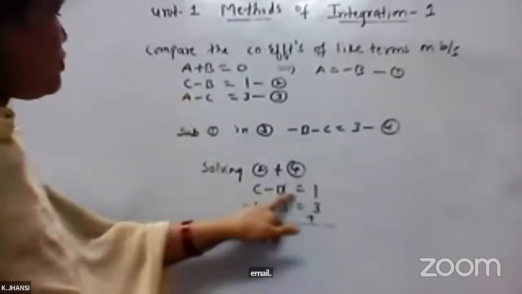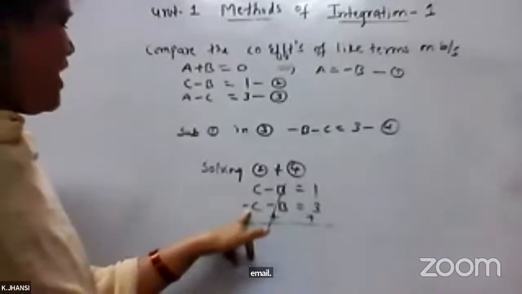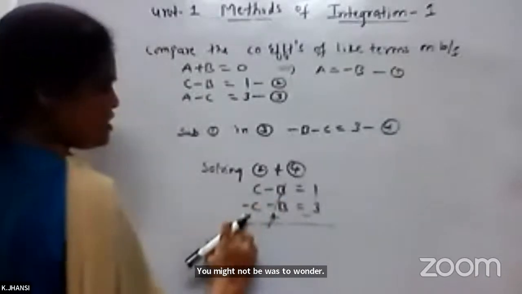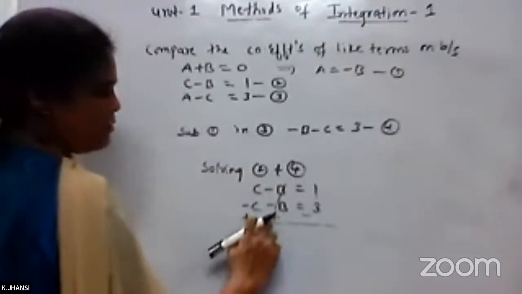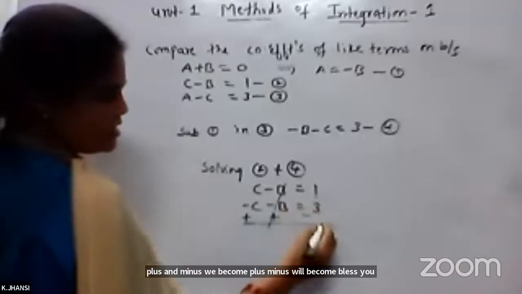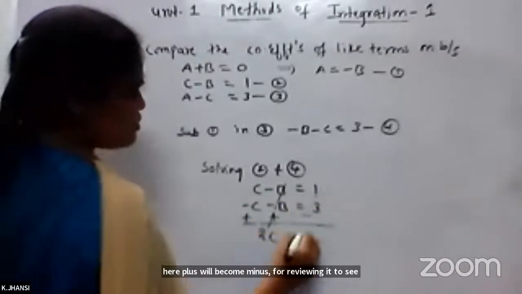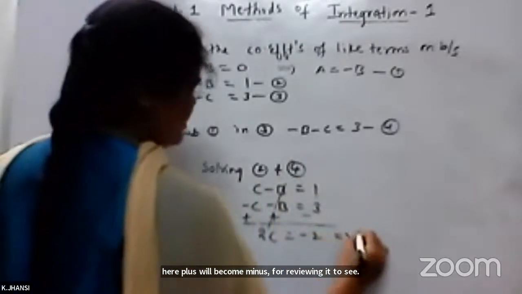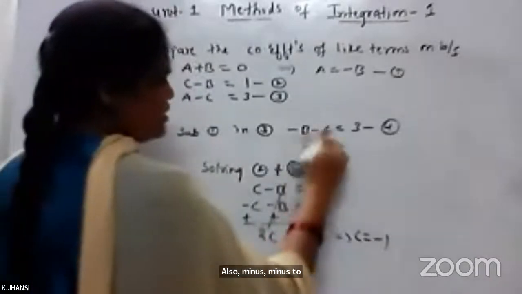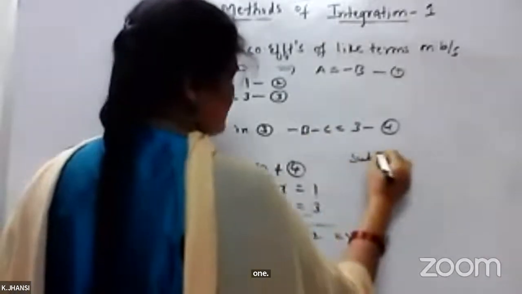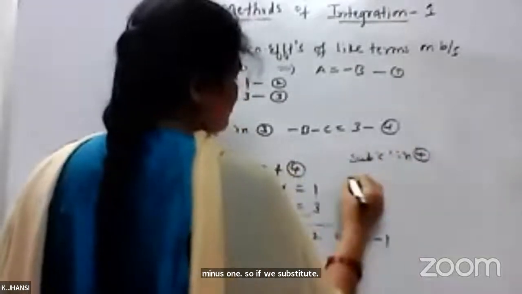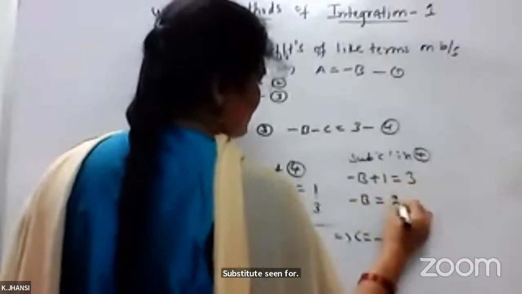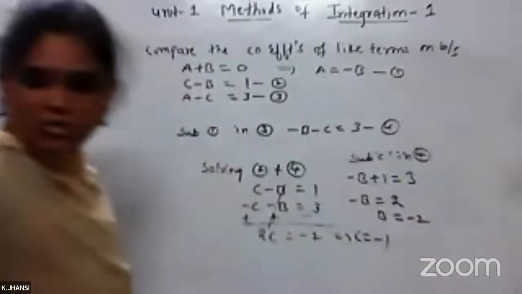C minus B equals to 1. Minus B minus C. Okay. So this is plus. Minus will become plus. Minus will become plus. Here plus will become minus. So what you will get? 2C equals to -2. So C equals to -1. So if we substitute C in 4, minus B plus 1 equals to 3. Minus B equals to 3 minus 1, that is 2. B equals to -2. Okay.